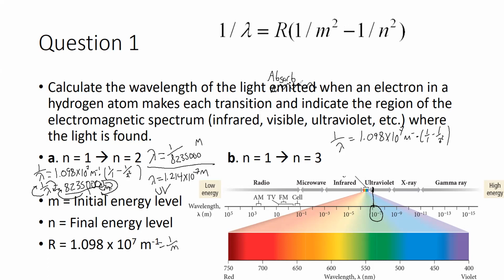How did I get 1.214 times 10 to the 7th? It's 1 divided by 8235000, right? So you do the math here, and you'll get 1 over lambda equals this big number. And then to just get lambda itself, you take this big number and you do 1 divided by it, because I'm flipping both sides of the equation. Because I don't care about 1 over lambda. I don't care about 1 over wavelength. I care about wavelength. So I just need to invert.